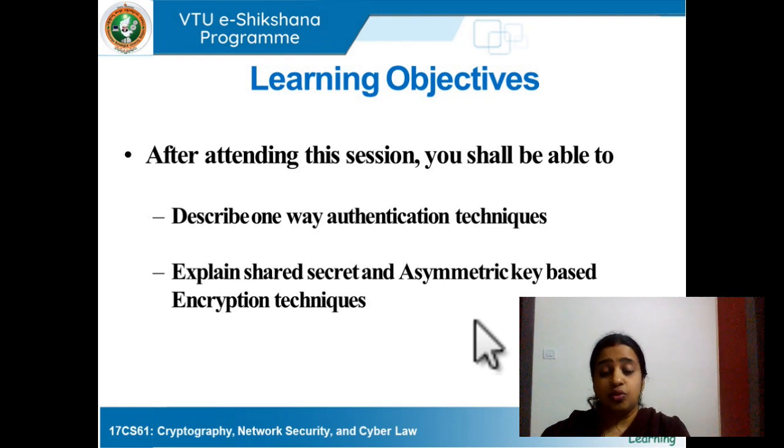Before we proceed further, at the end of the session you will be able to describe one of the one-way authentication techniques, which is a password based or a certificate based authentication technique, and also you will be able to explain mutual authentication using a shared secret key, that is symmetric key cryptography, or you will also be able to explain mutual authentication which is based on asymmetric key cryptography.